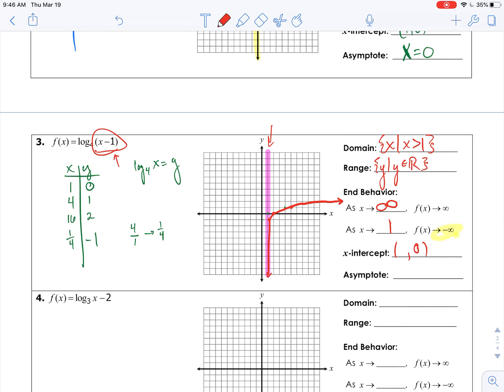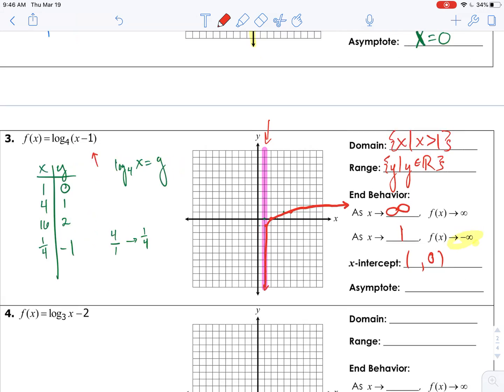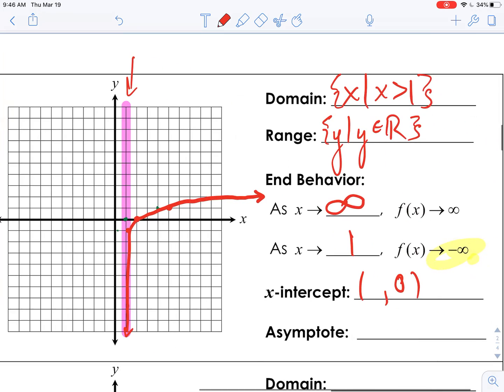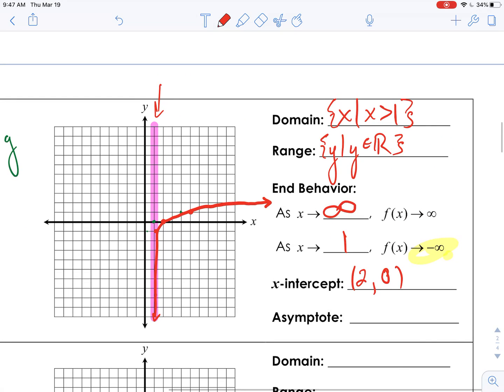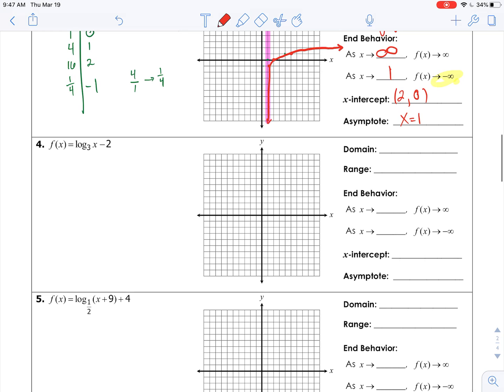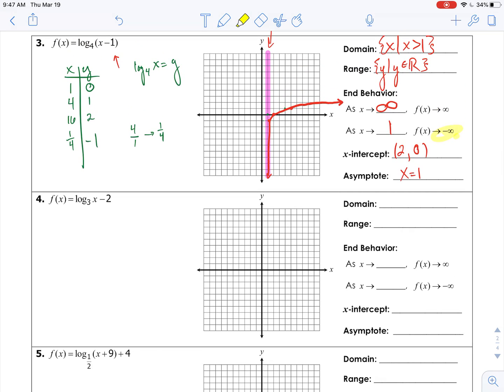To find your x-intercept, you can plug in 0 for y and solve, or you can just look at your graph here. That would be 2, 0. And that asymptote x equals 1. Let's do 2 more, then we'll call it a day.